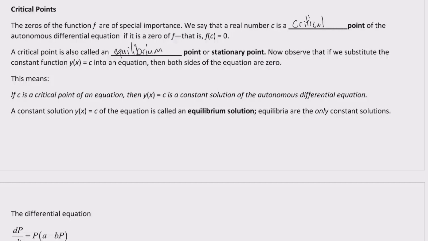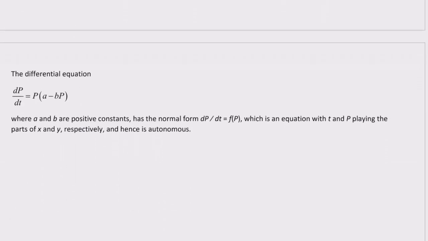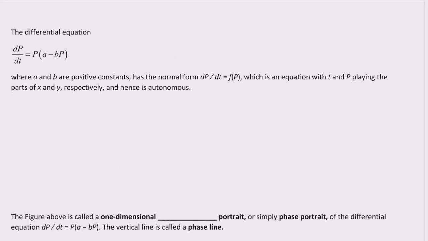Okay, so now what? Let's take a hypothetical differential equation of dP/dt equals P(a minus bP), where a and b are positive constants, and the differential equation has a normal form, meaning we've got dP/dt set equal to some function of P. The function of P, the only variable there is P. There's no other variable, no t or x. It's just one singular variable expression, so that's why we call it autonomous.